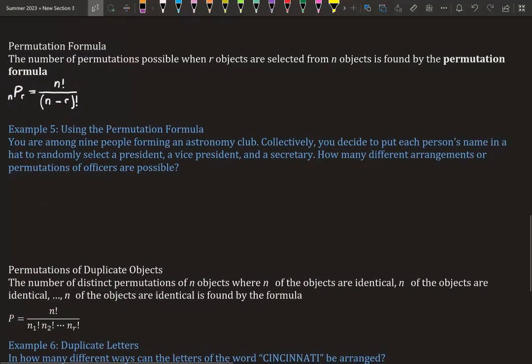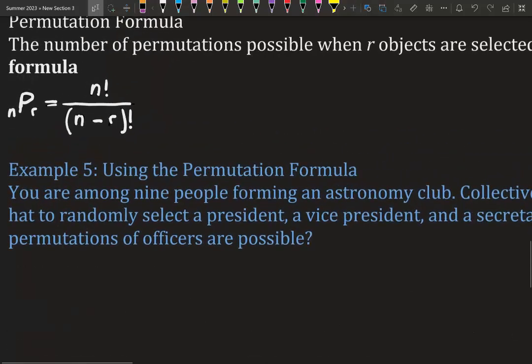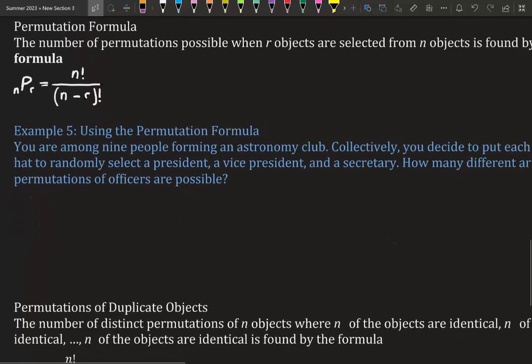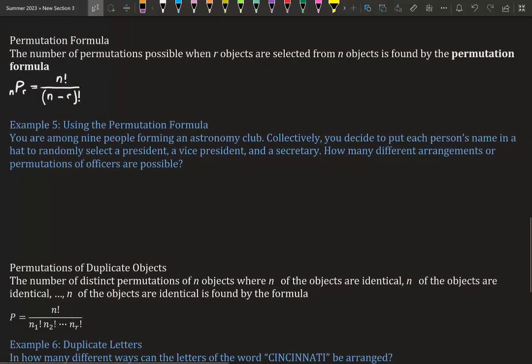So the permutation formula: the number of permutations possible when r objects are selected from n objects is found by the permutation formula. nPr equals n factorial over n minus r factorial. Now this looks super complicated. That looks like a very intense formula, but you're going to see when we break it down, it's actually not too bad.